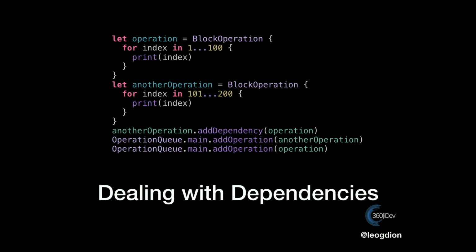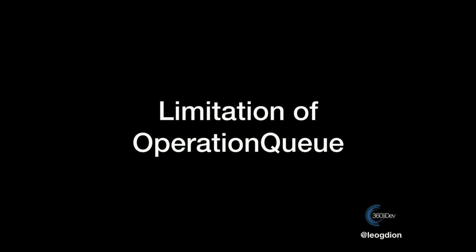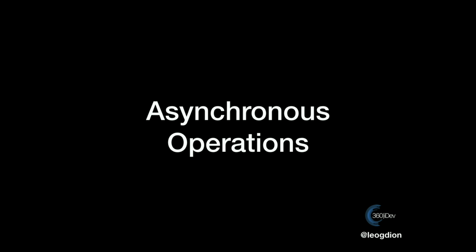So I think that's really where operation queues are super useful, when you have a bunch of tasks and you know which task is dependent on which other task, but it'll automatically do that, dealing with dependencies and things like that. However, I think there are some limitations with operation queues that I find a little bit frustrating. One is it's not really built around asynchronous operations. If you have an asynchronous operation, it's really difficult to get it to work. It feels like you're fitting a square peg in a round hole, in a sense.